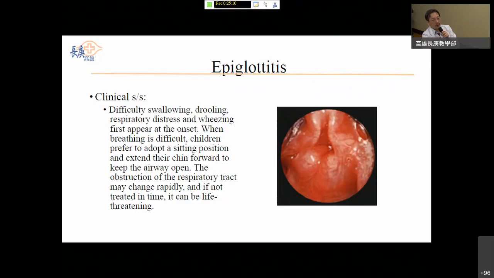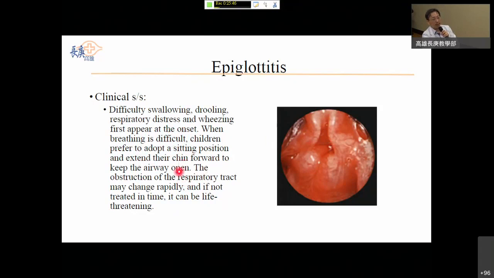As we can see in the pictures, this is the trachea. We cannot even see the hole to the trachea very clearly, right? And the vocal cord is so swollen, the trachea got all occluded. So the child might have a very severe degree of respiratory distress, and they might experience breathing difficulties.